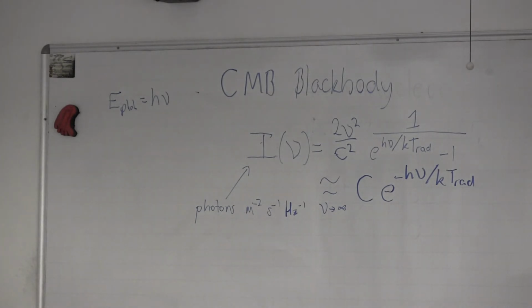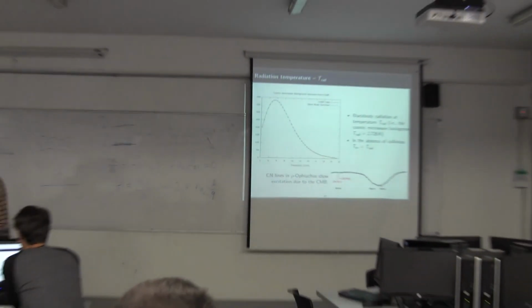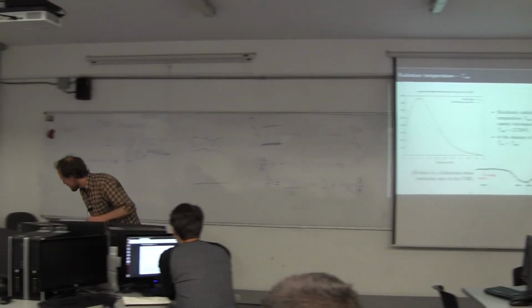And the important case in this case is that this peak, this is where the cosmic microwave radiation is strongest, occurs at about 6 wave numbers. Yep, the graph.